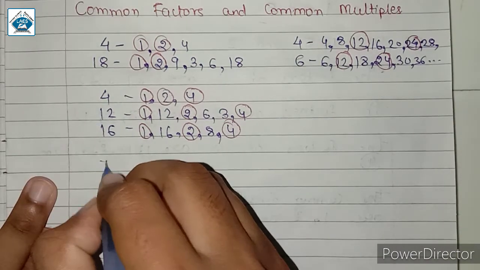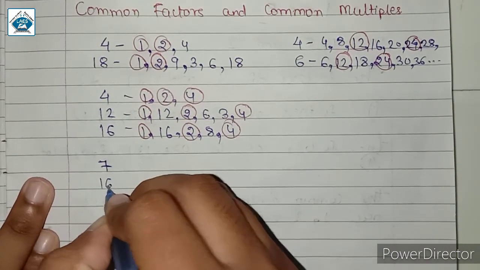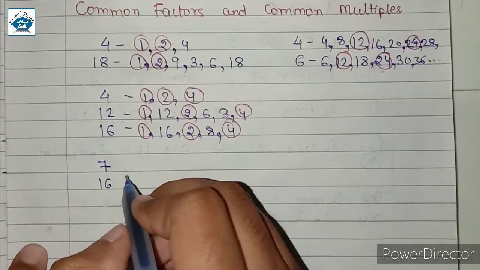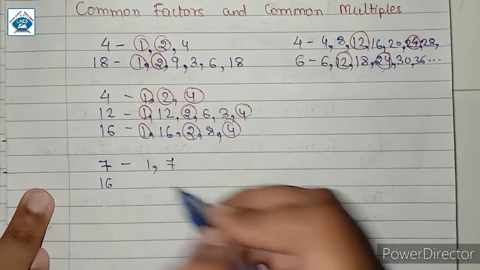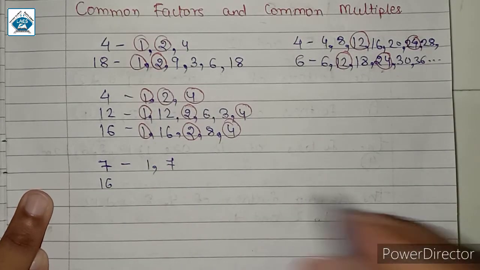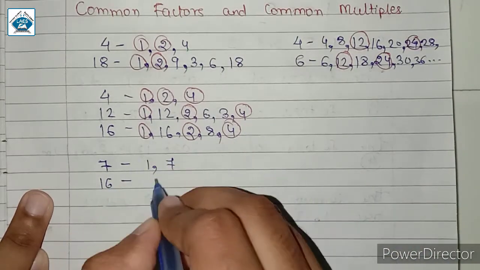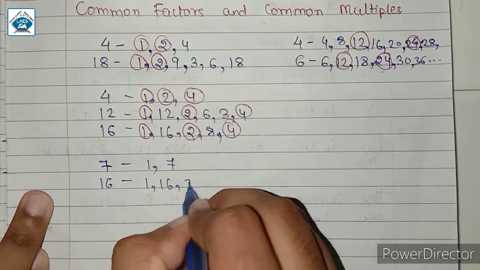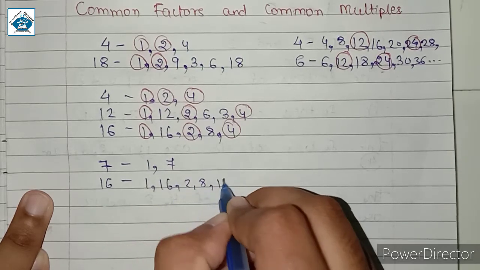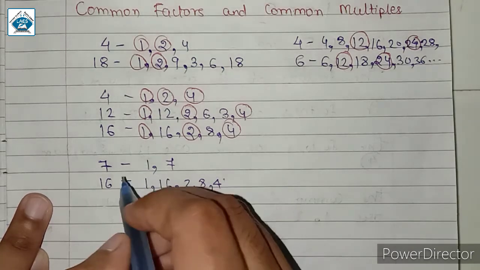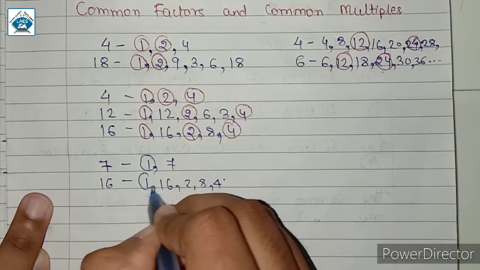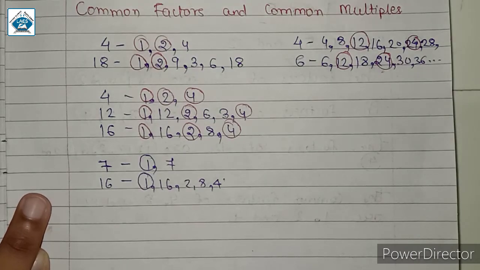Consider the numbers 7 and 16. Okay, you have to find the factors of 7 and 16. We know that 7 is a prime number. Therefore the factors of 7 are 1 and 7. For 16 we know these are the factors: 1, 16, 2, 8 and 4. So when we have to find the common factors of 7 and 16, there is only one common factor, which is 1. Only one such common factor exists in 7 and 16, and what is it?